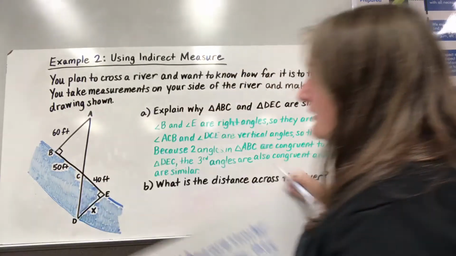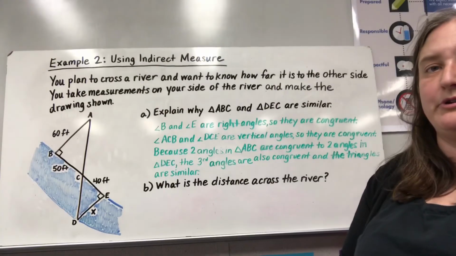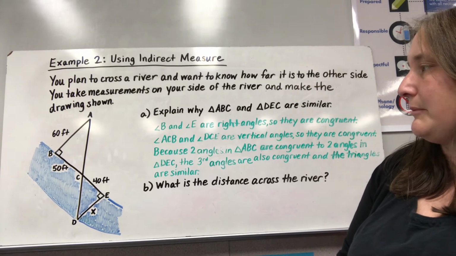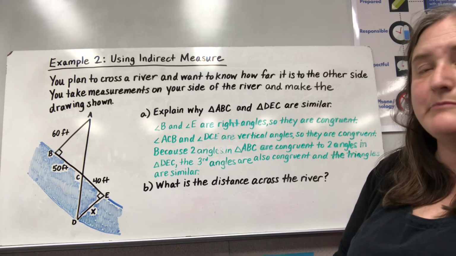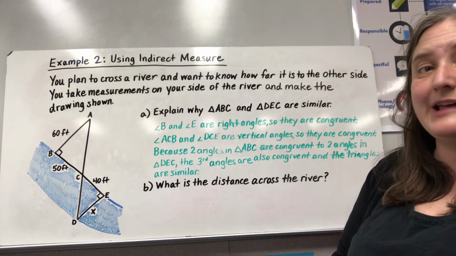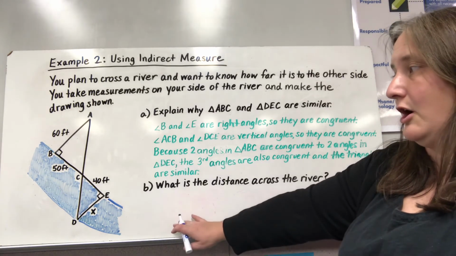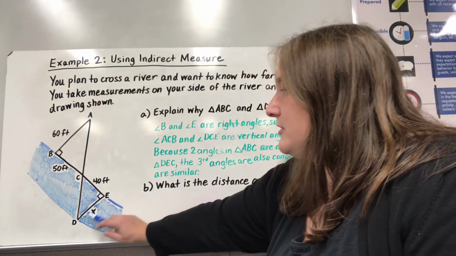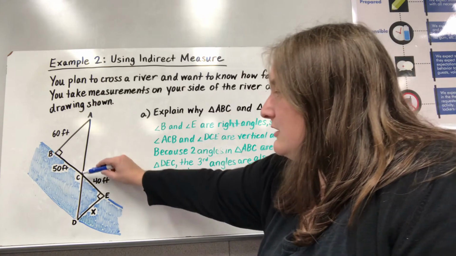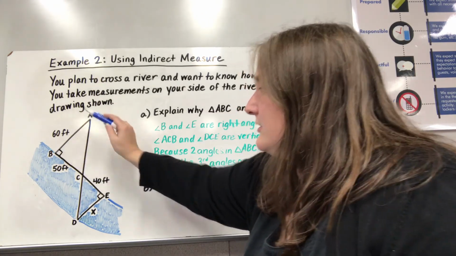All right, let's take a look at our last example here. So back to that indirect measure we were talking about. So let's say we're planning to cross this river. We want to know how far it is. We take some measurements on the sides of the river where we can actually measure and make the drawing below. So we know we want to find this measure right here. Here's where we're going to cross. From here to here it's 40. From this point to this point, it's 50 feet, and from here to here, it's 60.